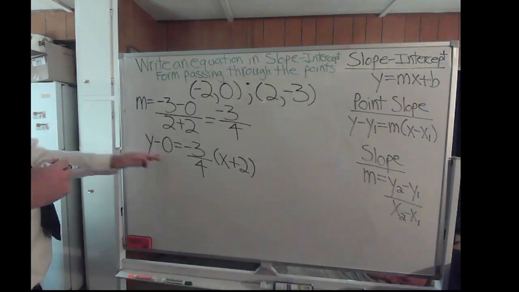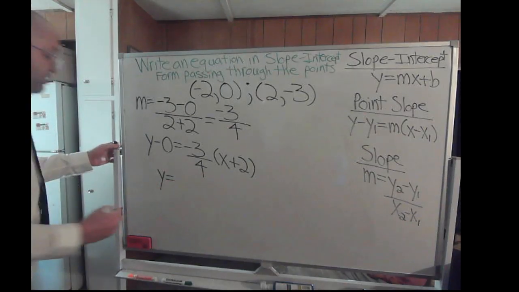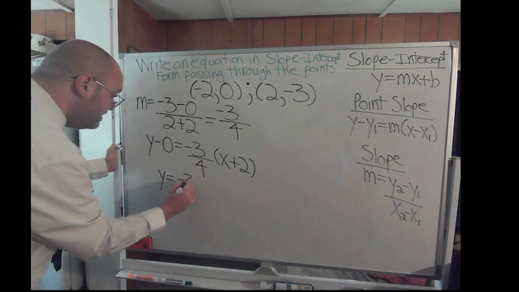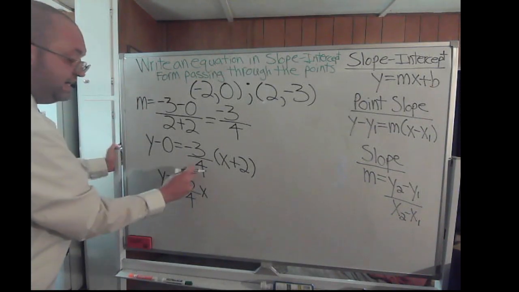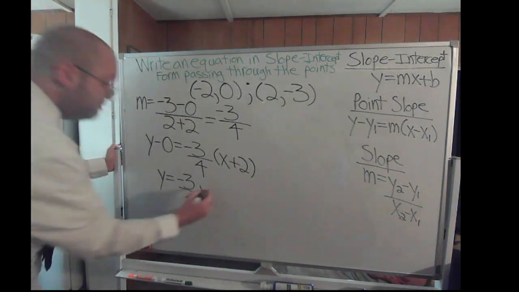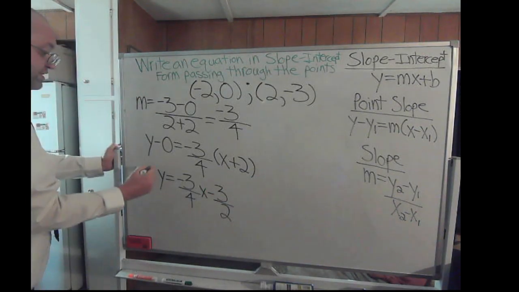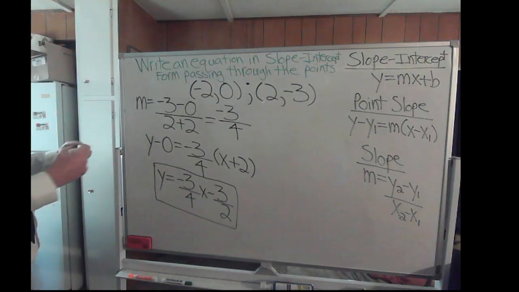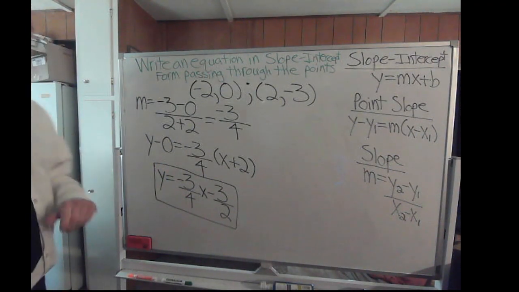So the left side, y minus 0, that's just y. So you have y equals negative 3/4 times x is negative 3/4 x. Now you have negative 3/4 times 2, well, that'd be minus 3/2. So the slope-intercept form of this particular line would be y equals negative 3/4 x minus 3/2.